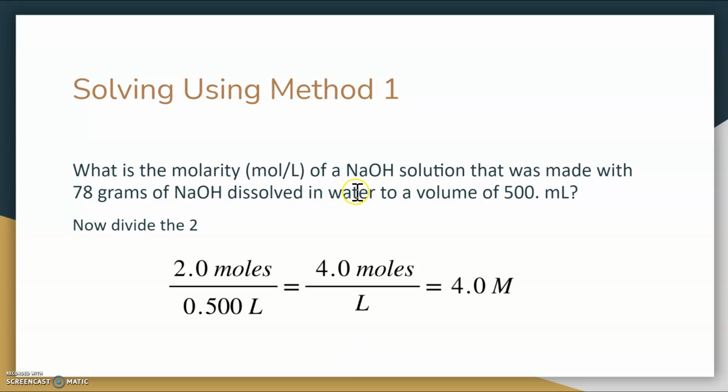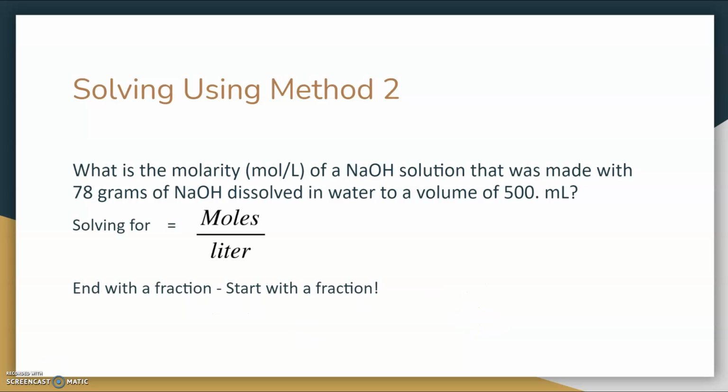So what is the molarity of sodium hydroxide solution that was made with 78 grams of sodium hydroxide dissolved in water to a volume of 500 milliliters? 2 moles divided by ½ liter gives me 4 moles per liter. What if I want to use the second method? Maybe you like this method better.